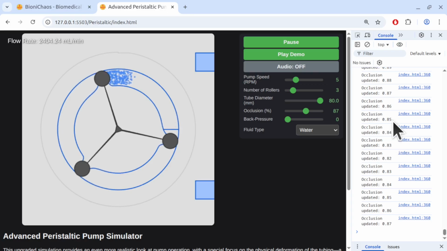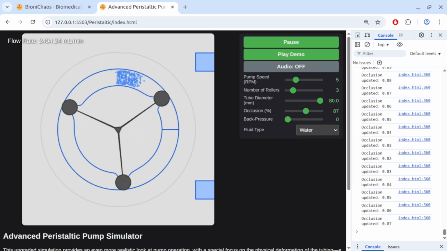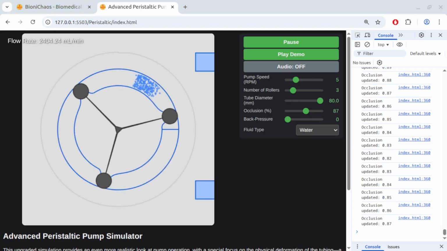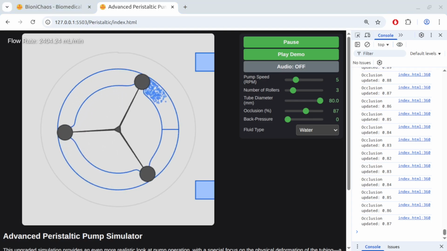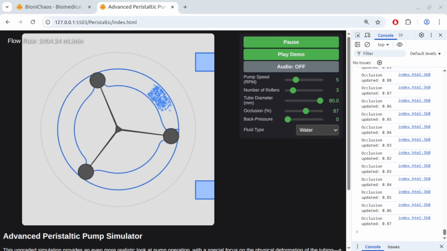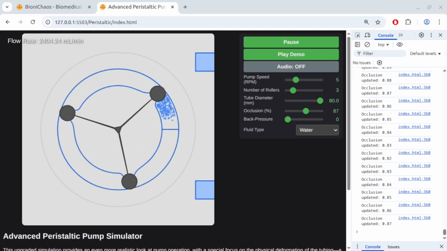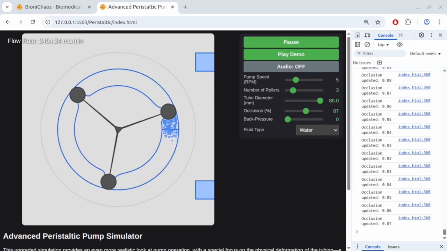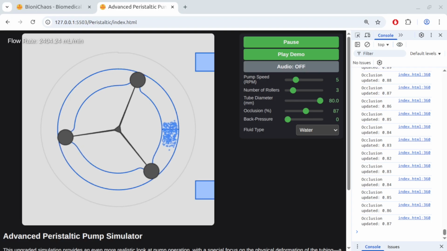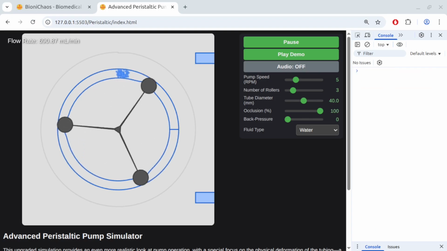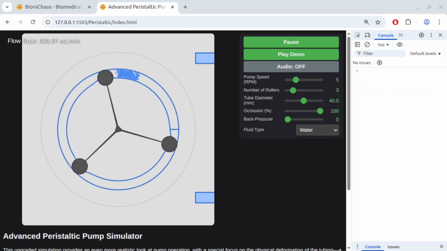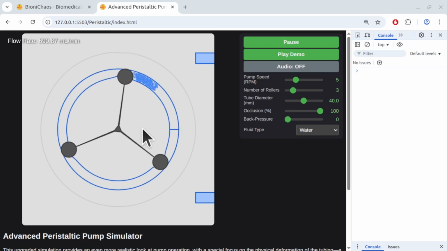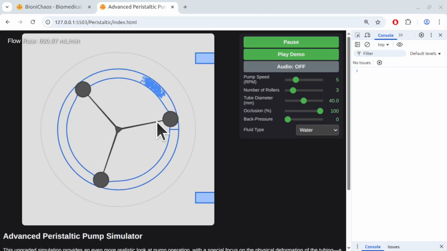Yes, so the developer is saying that to ensure the visual representation of the tube's outer wall adjusts based on the occlusion percentage, the drawing of the tube function must dynamically calculate the compression displacement using the updated state of the occlusion, the value of the occlusion. This compression displacement should directly influence the inner wall's position, reflecting the degree of compression applied by the rollers. Is it the inner wall, or should it be the roller itself?